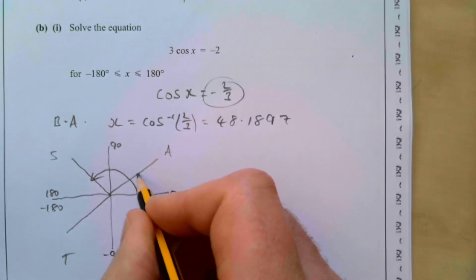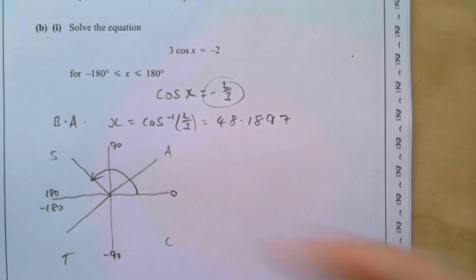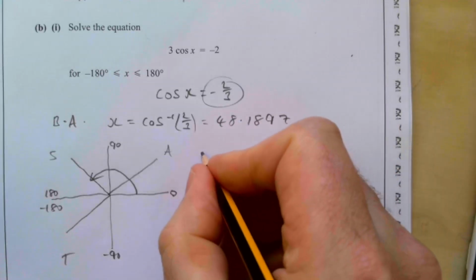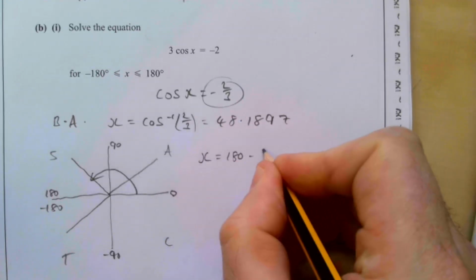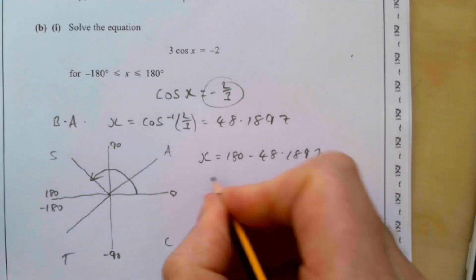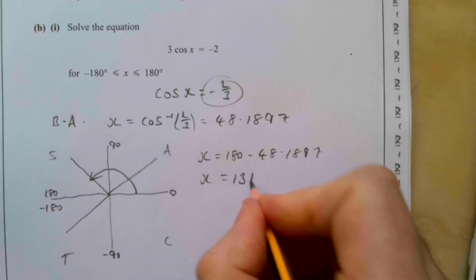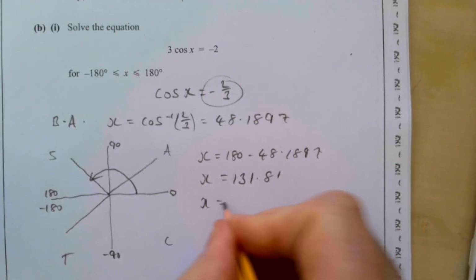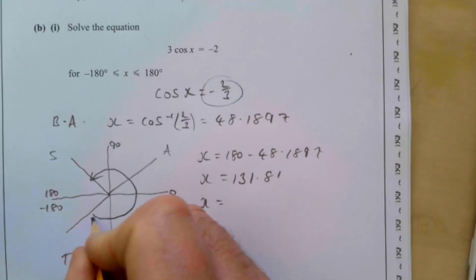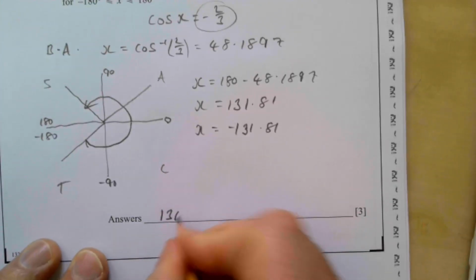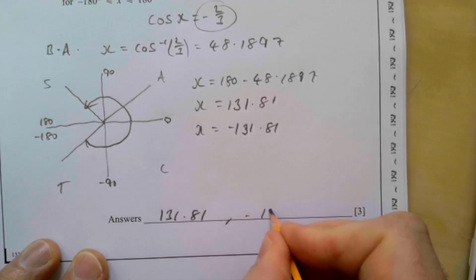Now, using symmetry, I know that's 48.1897, so that's 48.1897. So I need to then take that away from 180. Just do it on my calculator now, and I get 131.81. So one of my answers is 131.81, and the other one then is a negative version of that, -131.81. So my two answers are 131.81 and -131.81.